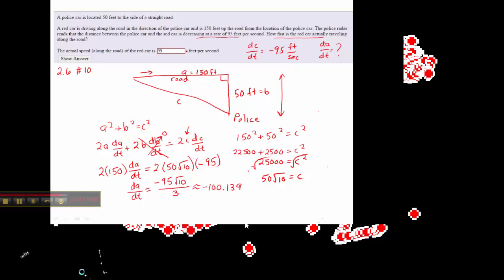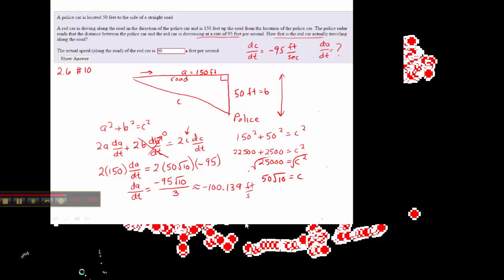Okay, if you look at the work that I did here, if I multiply this together on the right-hand side, then divide by 300, I end up with about negative 100.139 feet per second. It's negative because the distance is decreasing, but we wouldn't put the negative sign in the answer because it's asking for speed. So it would just be 100.139. Alright, good luck.